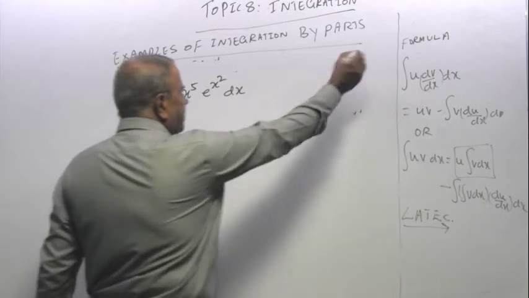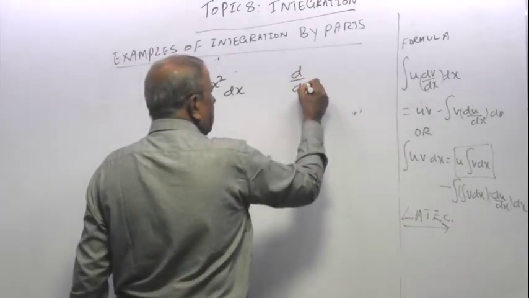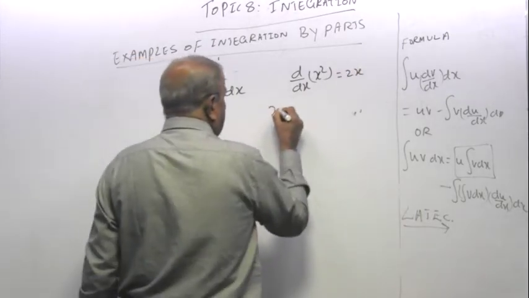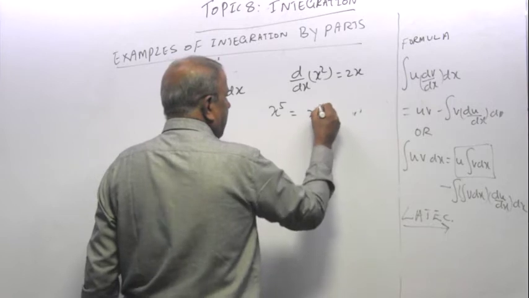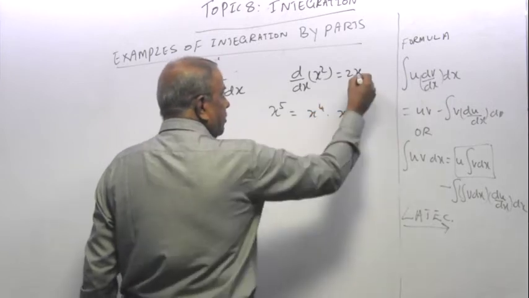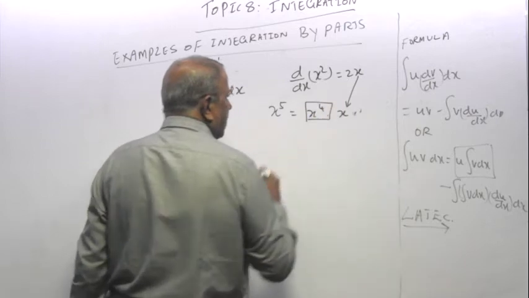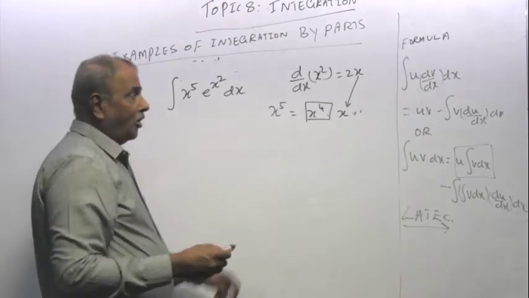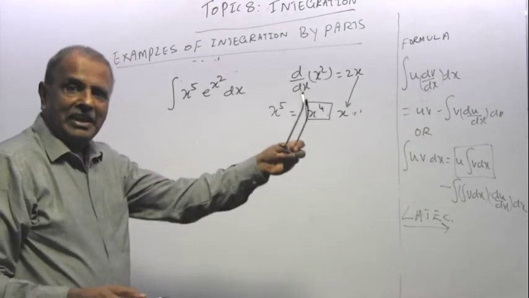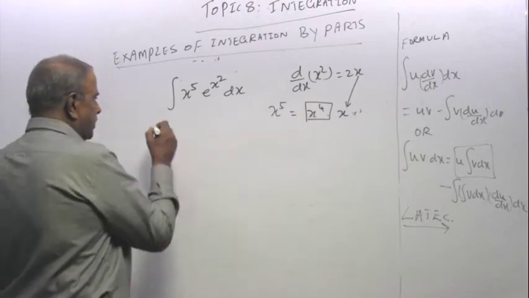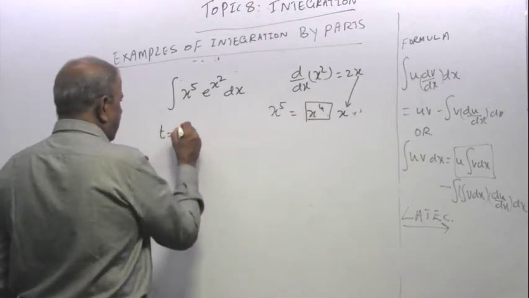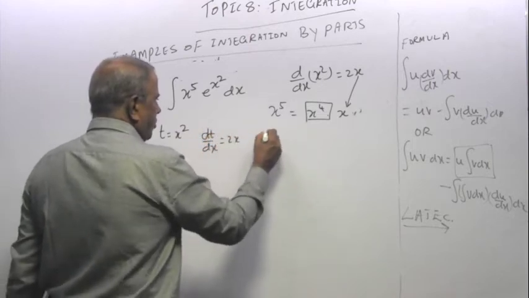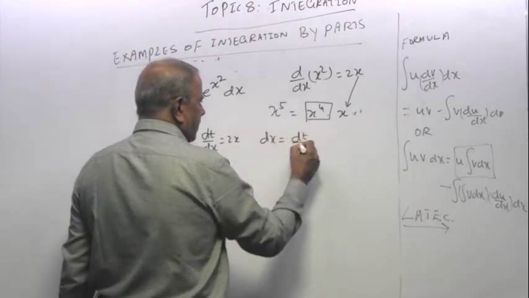But let's look at what you get when you differentiate e power x squared. I get 2x, correct? X power 5, can I write it as x power 4 times x? So that x takes care of this. This one is actually x squared the squared. So I have a function and its derivative, so I can use substitution. Suppose you call t equal to x squared. What's dt by dx? 2x. So what is dx? dt over 2x.